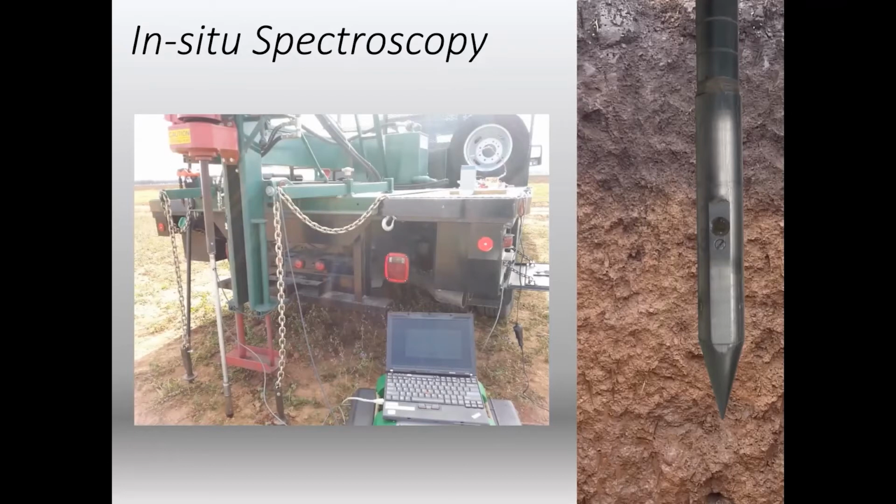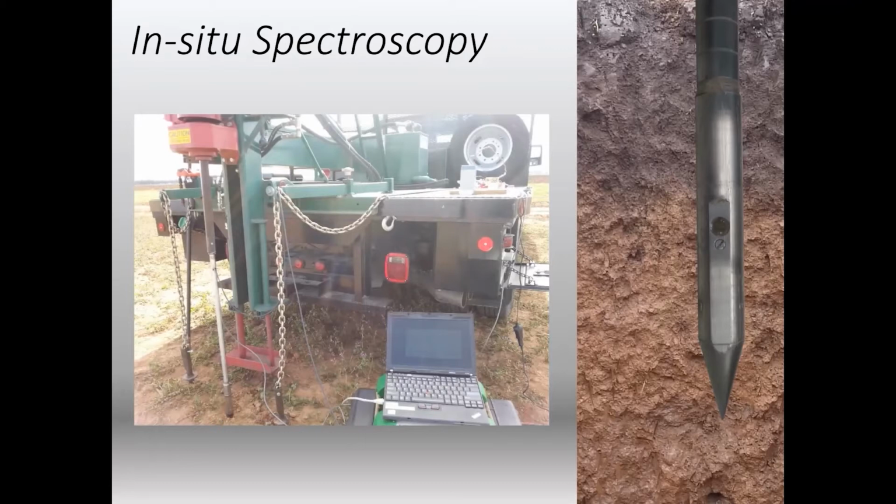So it's a stainless steel cylinder that is sort of inserted into the ground using a hydraulic probe, a Giddings machine. And there's a small window. You can see a sort of clear circular pattern in the center of that probe. And inside of that is a fiber optic that actually collects the visible near infrared signal.